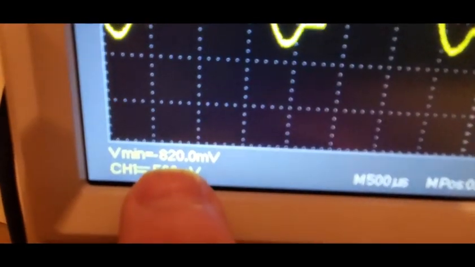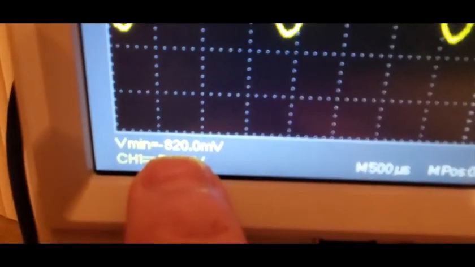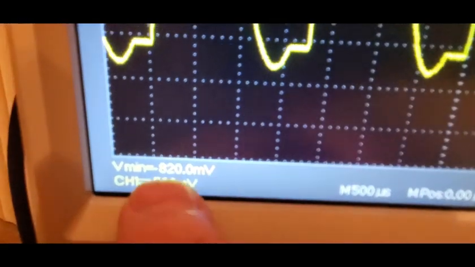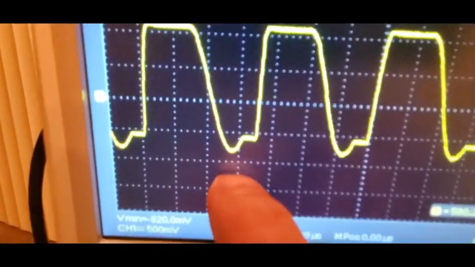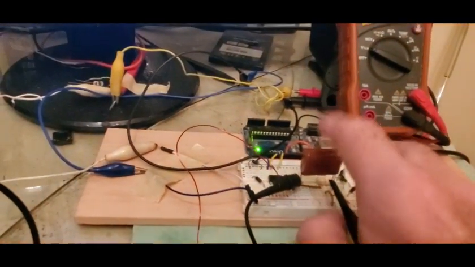And the most minimum value now is 8.2. 820 times 10, 8.2. It went from 10 now to negative 8.2. And that's because of this.